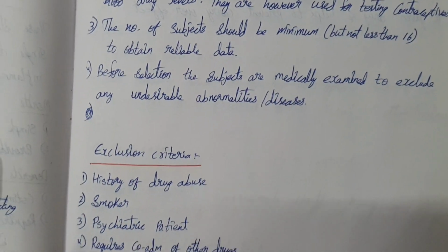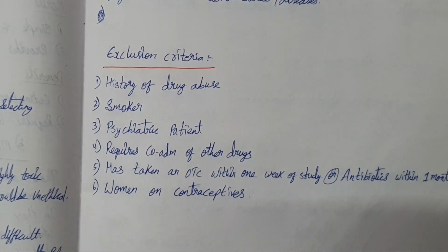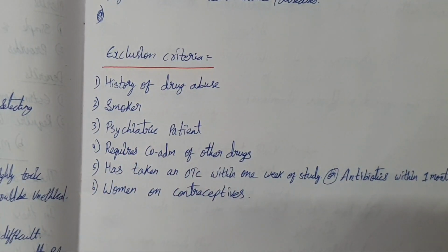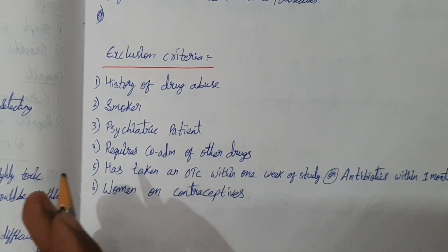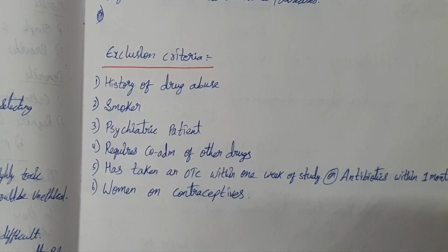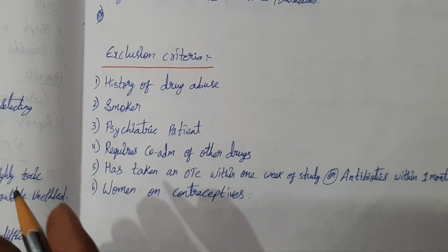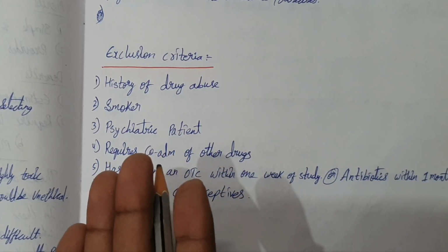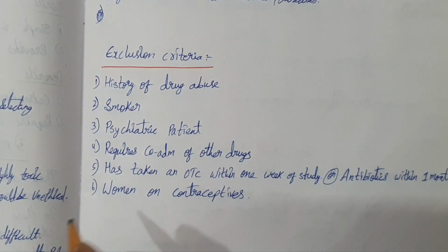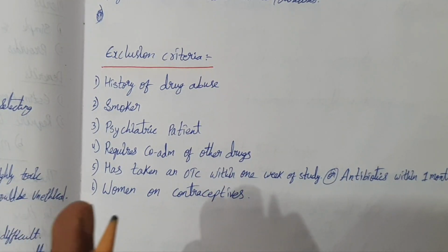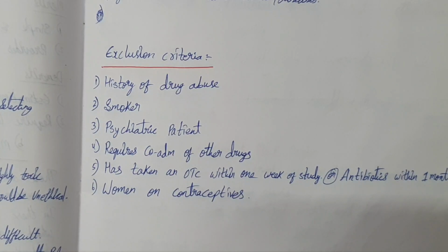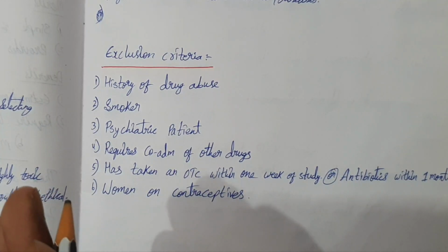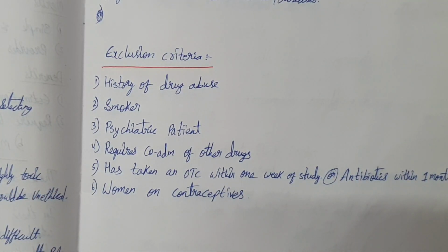Then we have the exclusion criteria. In exclusion criteria, we exclude those with a history of drug abuse, smokers, or psychiatric illness. If they have any of these, we have to exclude them, as well as those taking other drugs regularly or who used OTC drugs within the last 7 days. Those who took any antibiotics within 1 month, we also have to exclude. Women on contraceptives are also often excluded.